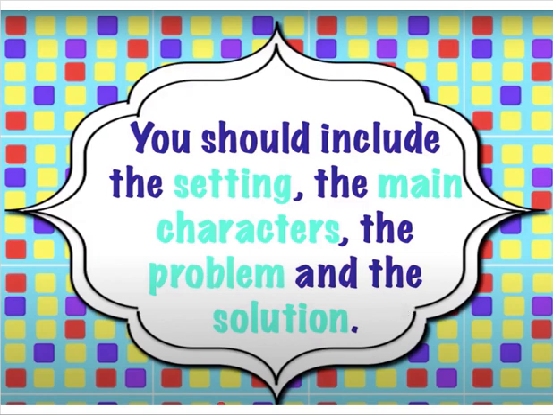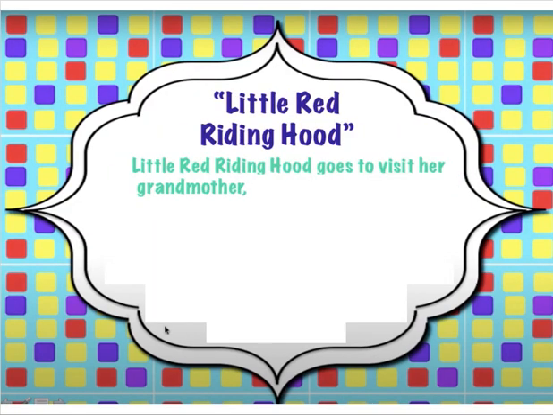So if we think about the story of Little Red Riding Hood, we have the characters. Little Red Riding Hood goes to visit her grandmother. That would be at the introduction of our story if you think about the plot diagram. But she meets a sneaky wolf in the woods. That is one of the problems. It might even be close to the climax of the story.